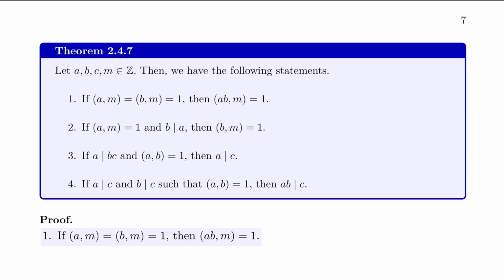And the third one, if a divides bc and the greatest common divisor of a and b is 1, then a divides c. The fourth one, if a divides c and b divides c such that the greatest common divisor of a and b equals 1, then ab must divide c. Okay, so there are 4 properties that we have to prove.